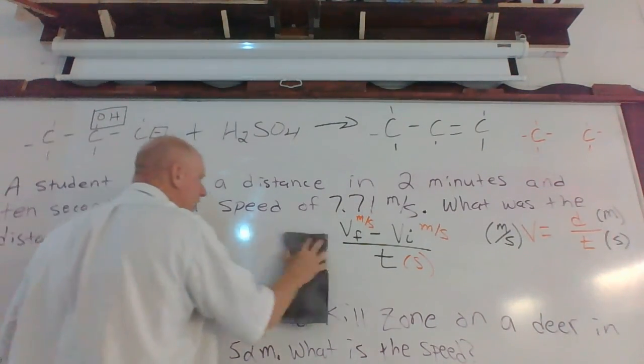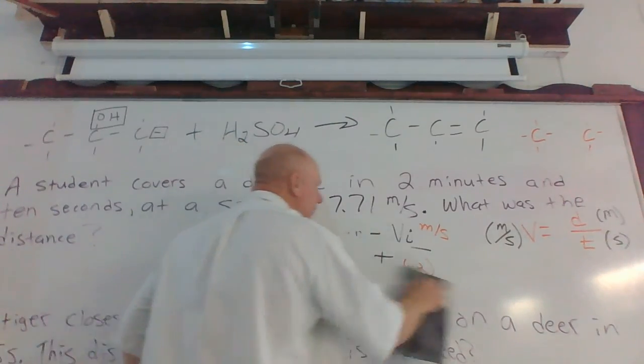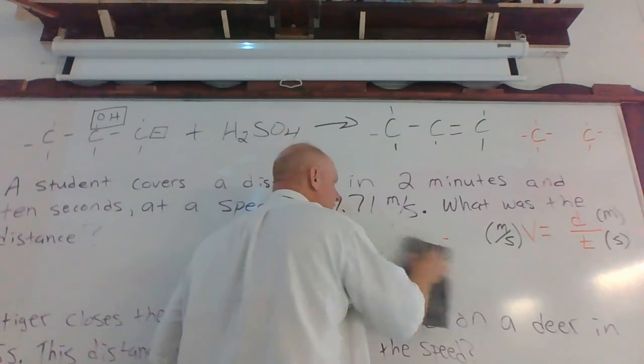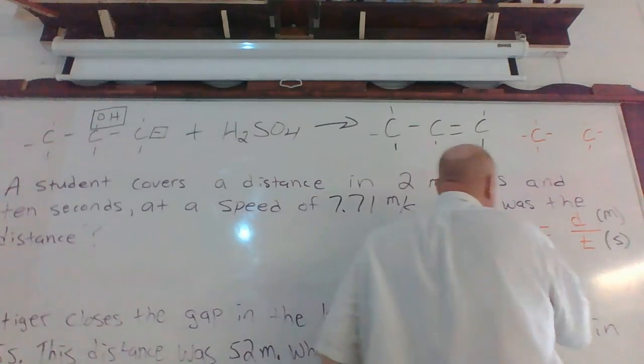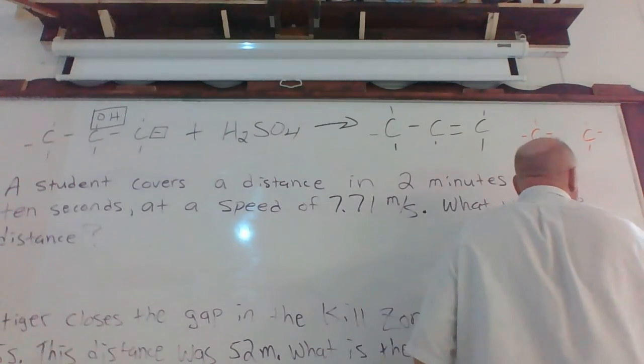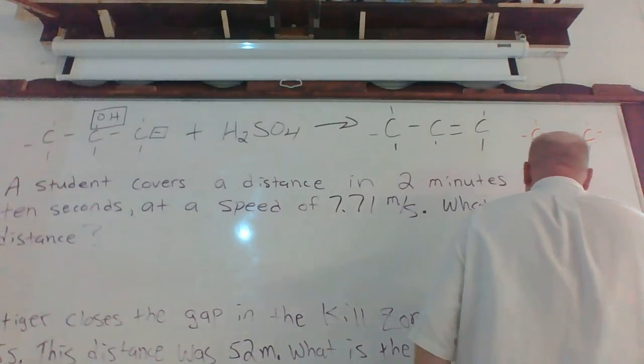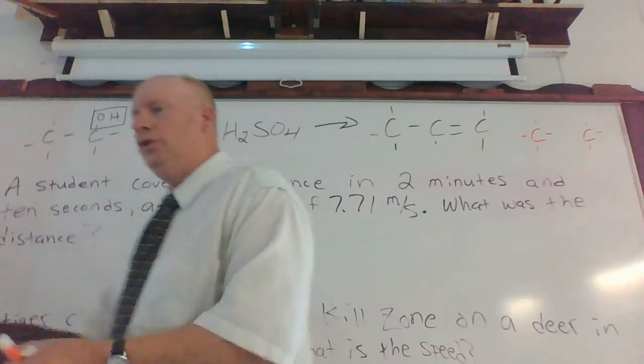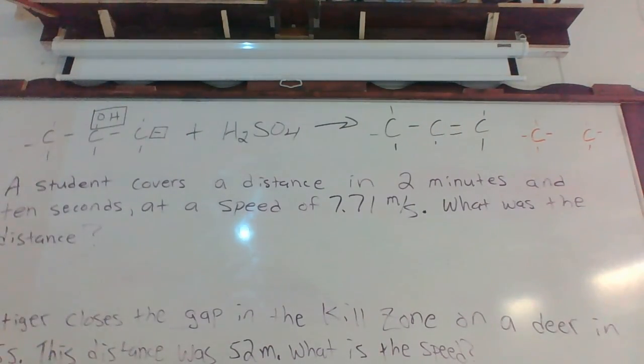We're going to do the bottom problem first because that one's probably a little more simple. Okay, so what we want you to do will help you out a lot if you solve these problems the way that we show you how to. Please take that piece of advice. Okay, so it says a tiger closes the gap in the kill zone.